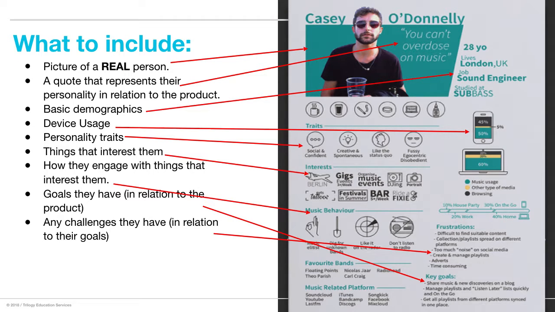So things that we're going to want to remember to include are a picture of a real human, a quote that represents their personality in relation to the product, basic demographics, device usage, personality traits, interests, again, somewhat related to the product, or interests that would somehow affect their use of the product, or drive it. Also how they engage with things that interest them, goals they have, and challenges they have in relation to their goals or in relation to use of the current product that they're into.